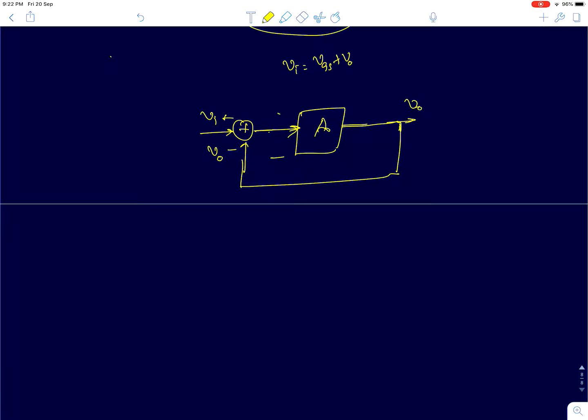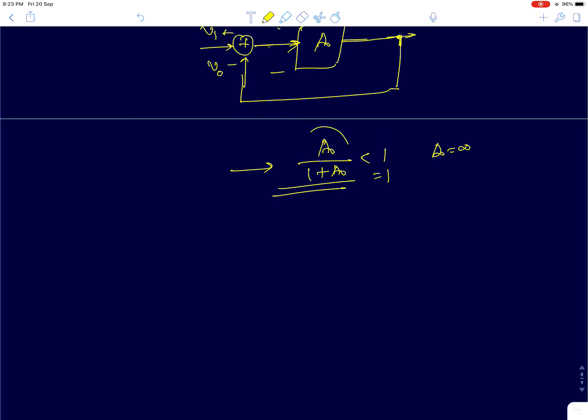Okay. So this system, the open loop gain is A0, and the closed loop gain of the system is A0 by 1 plus A0. So a common drain configuration can be seen as a feedback system with this. Now this is always going to be less than or equal to 1. If A0 equals infinity, then this will be equal to 1. Otherwise, it will always be less than 1. So this is the maximum or the intrinsic gain of a common drain configuration without any loading effects.